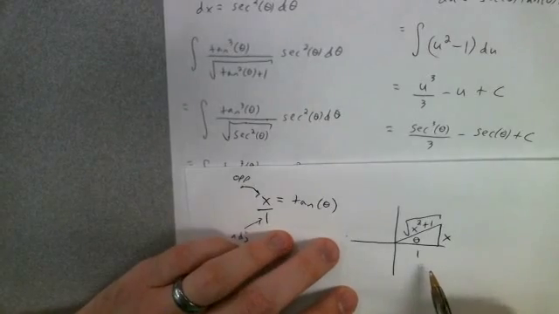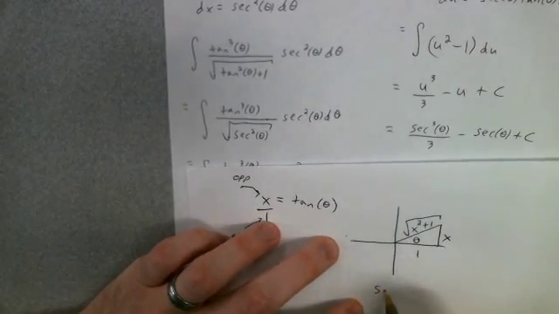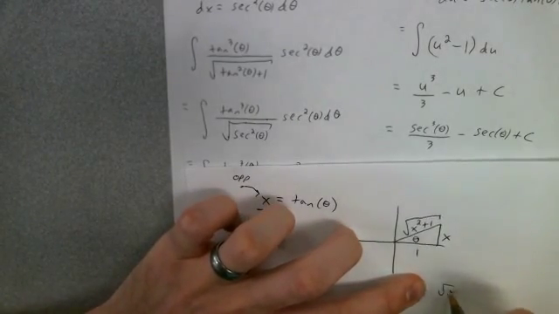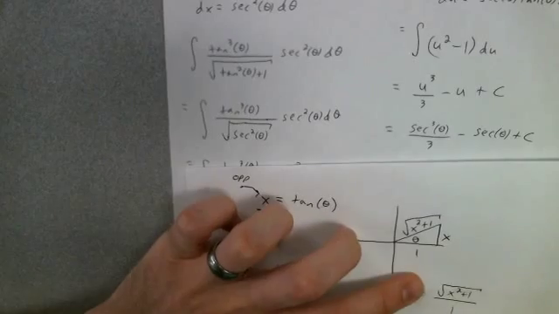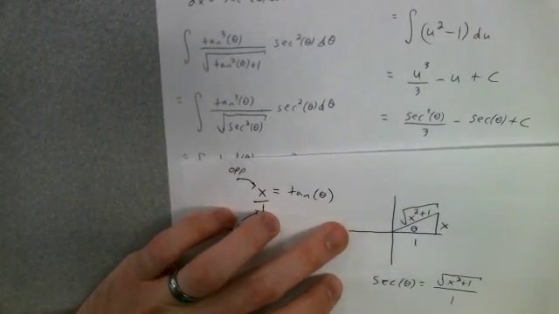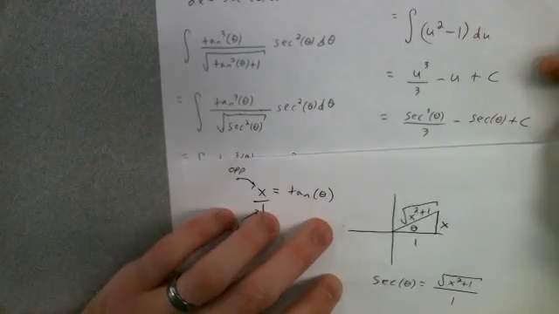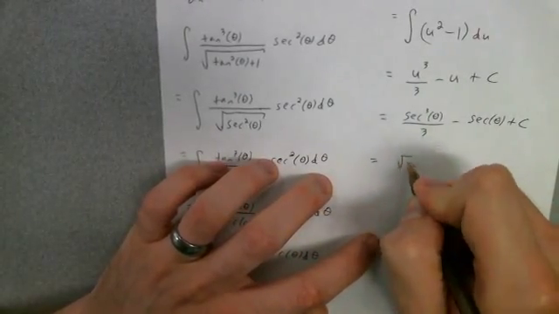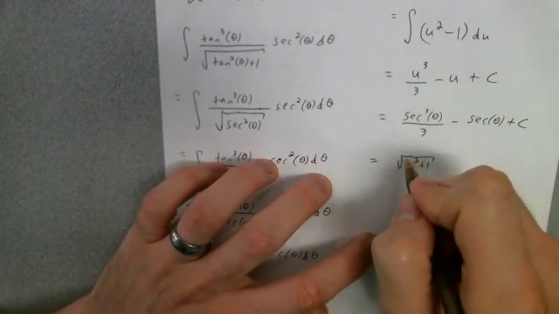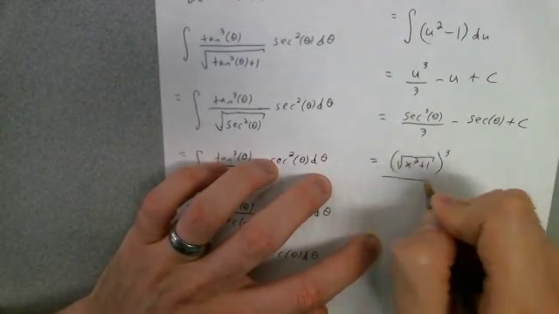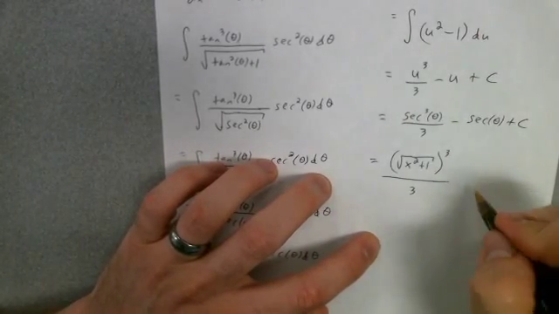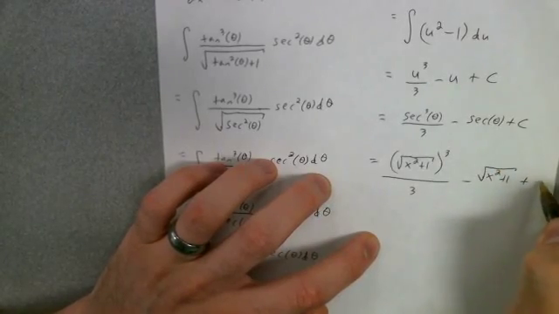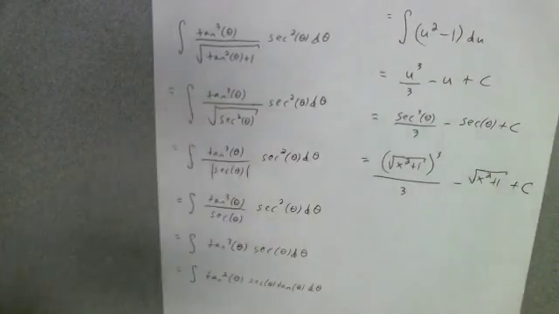Why did I do that? Well, now I can find the secant of theta. The secant of theta is the hypotenuse divided by the adjacent side. It's root x squared plus 1 divided by 1. In other words, it's root x squared plus 1. So, all right, change secant here to root x squared plus 1. So I have root x squared plus 1 cubed all over 3, minus root x squared plus 1, plus c. And there's my answer.